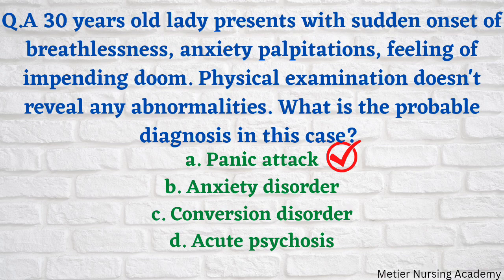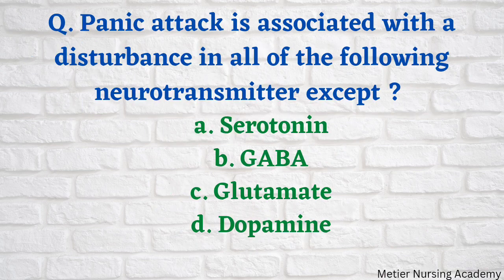Apart from that, the last option they have given is acute psychosis. It is a serious mental health condition where the patient becomes disoriented from reality and experiences hallucinations, delusions, etc. Here the person becomes disconnected from the real world, and will be experiencing illusions, hallucinations, delusions, etc. Okay, so here the right answer is option A, panic attack.